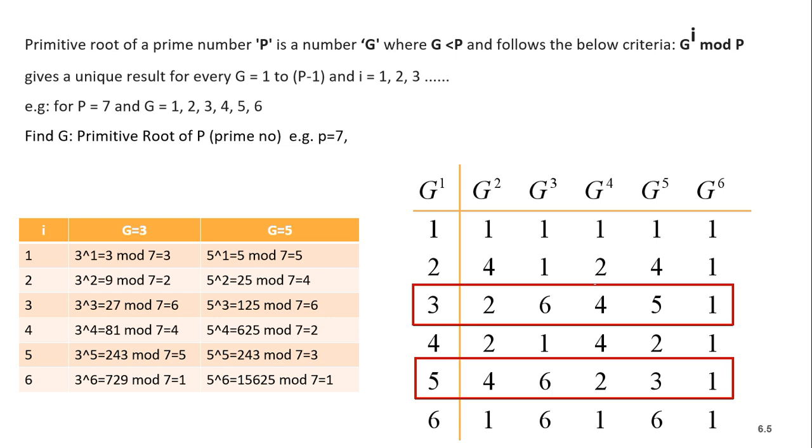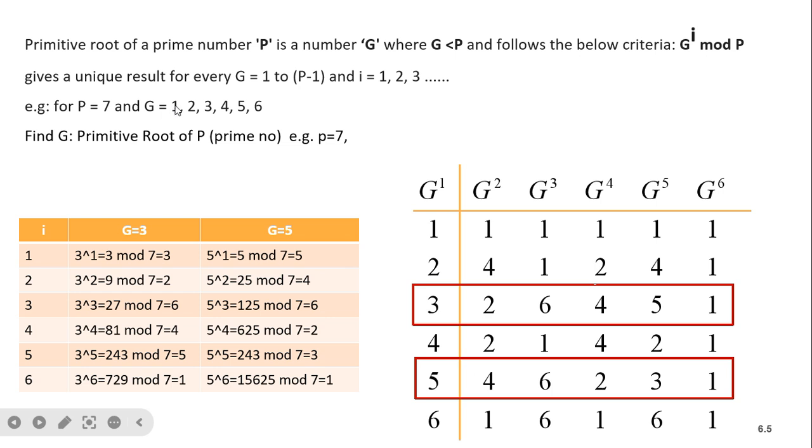Now we will see what is meant by primitive root of prime number P. It is a number G where G is less than P and follows the criteria that G raised to i mod P gives a unique result for every i. Now we see the example. Here P is equal to 7. So the candidates for primitive root are G equal to 1 to 6.